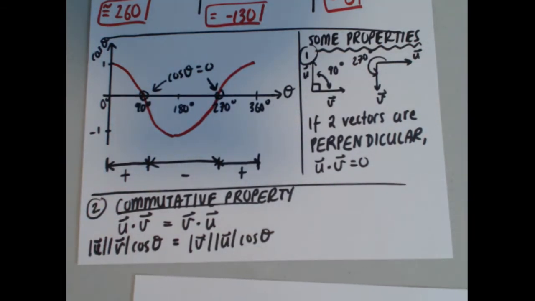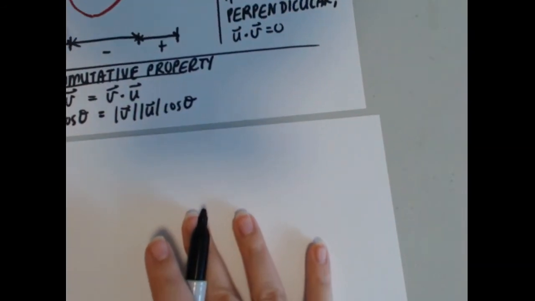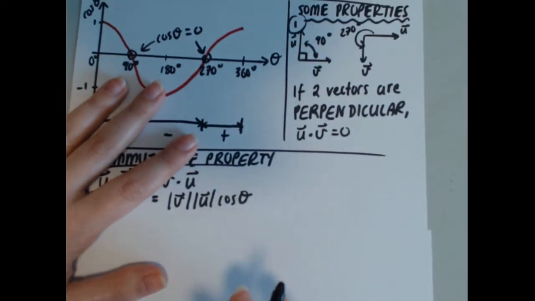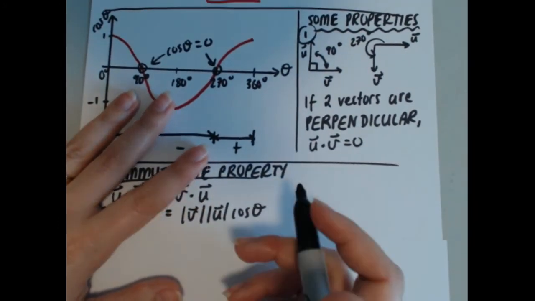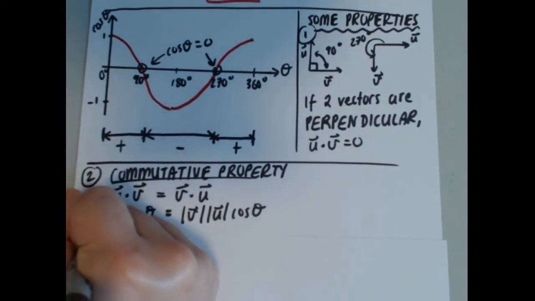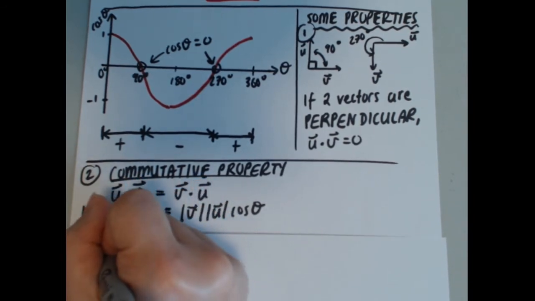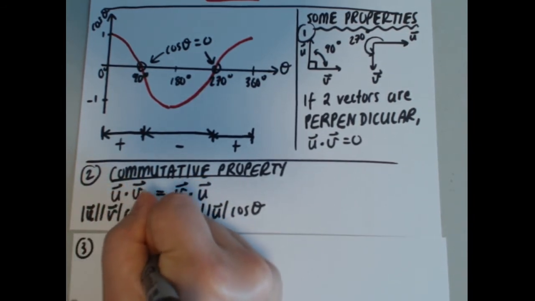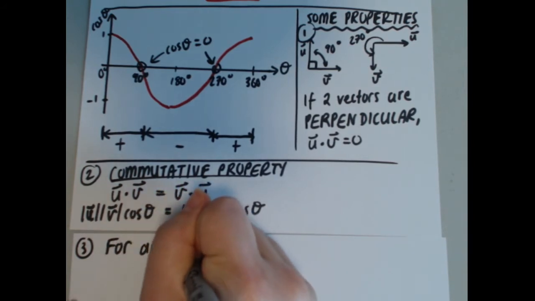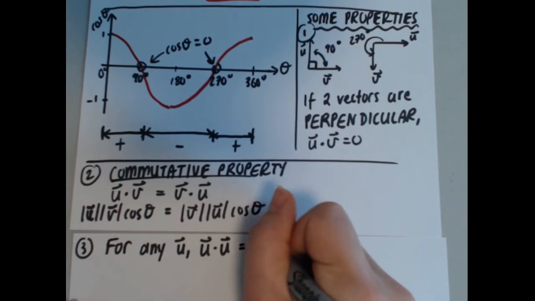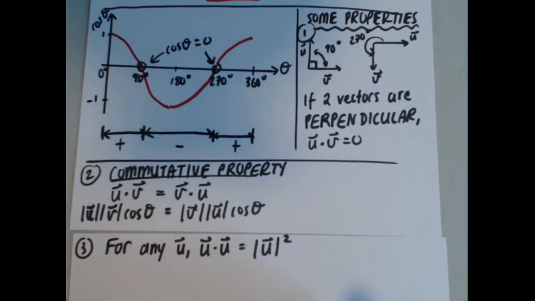Now let's move on to the third property. There are going to be 4 in total. So the third property, this one also doesn't have a name like the first one, but the property states that for any vector u, if you dot that vector with itself, you simply get the magnitude of that vector squared.